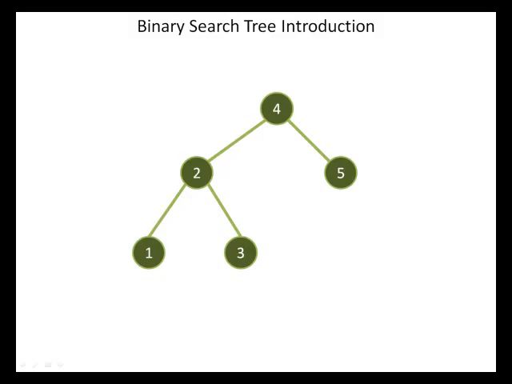A binary search tree is a binary tree with an order applied to it. The value of a left child will be less than or equal to the value of the parent, which is less than or equal to the value of the right child. This property will hold true at every level of the tree.